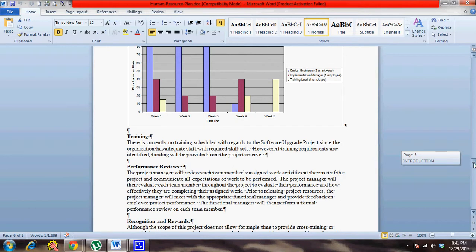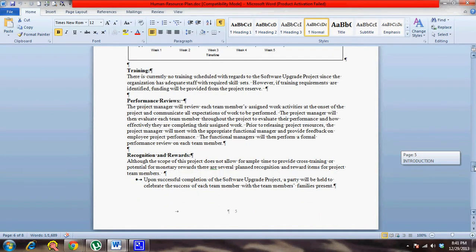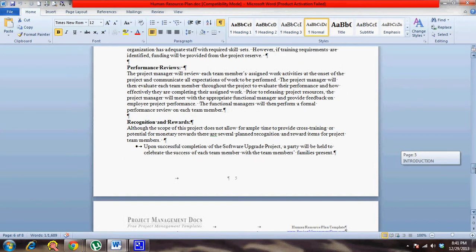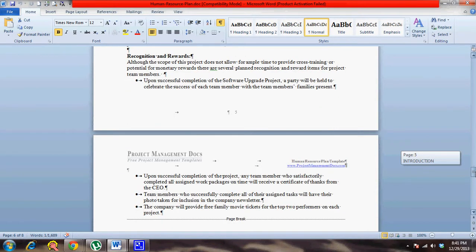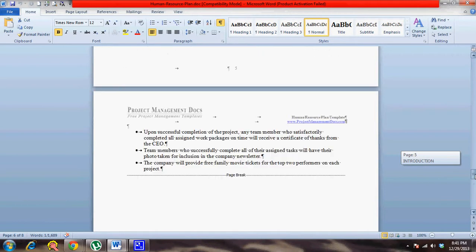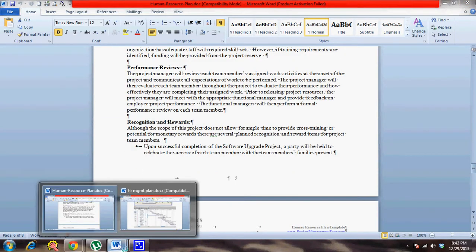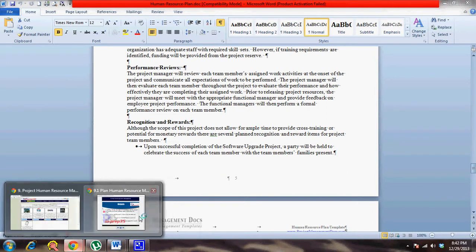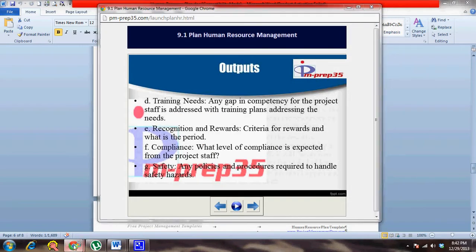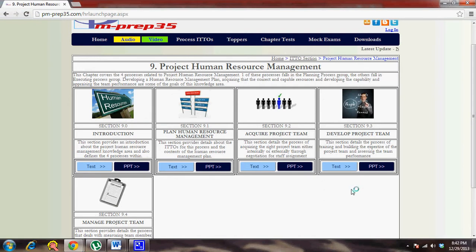Performance reviews, recognition and rewards, everything is documented in terms of when you will handle these things. So these are the important components of the human resource plan. You can make out that it deals with all the processes, tailoring.